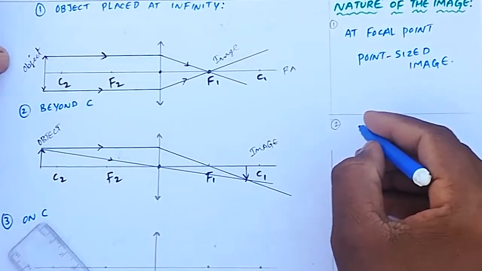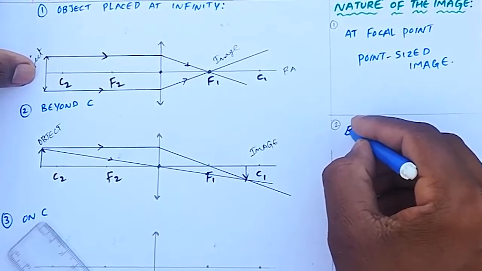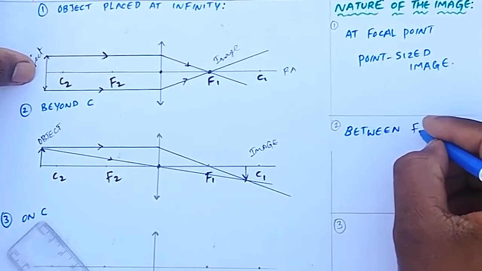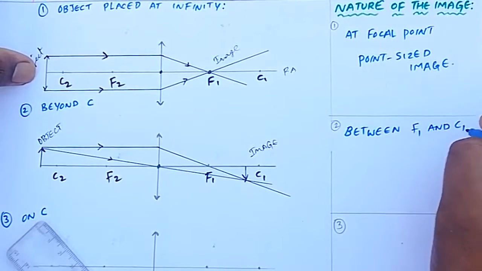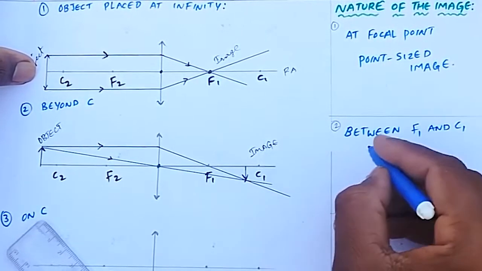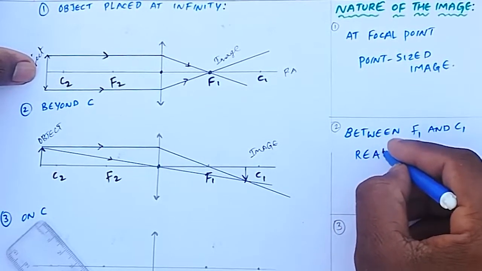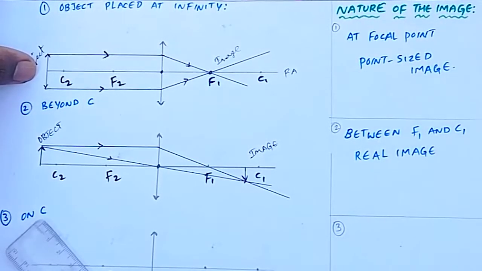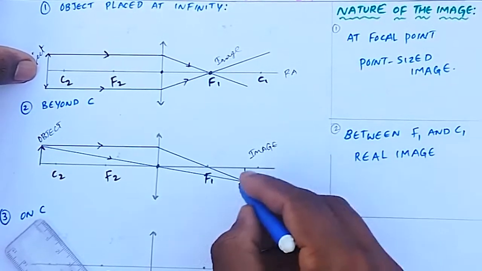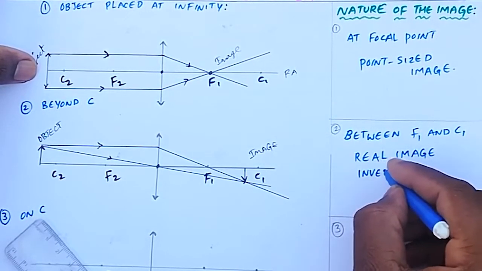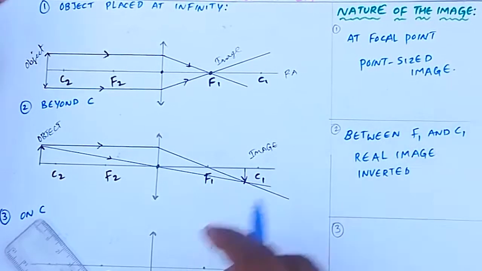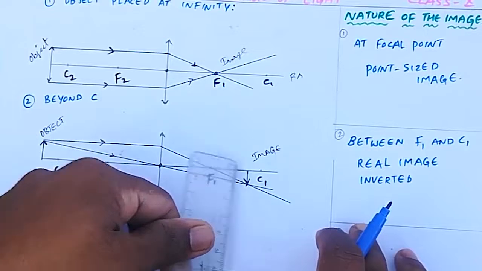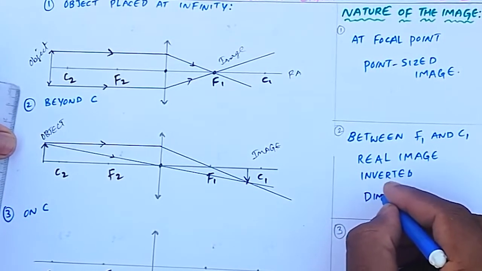So I'll write where the image is formed: between, as you can observe, F1 and C1. What is the type? This one is a real image. Why? Because it is appearing beyond the lens, so a real image. Then it is inverted, you can observe it is inverted. Looking at the size, the object is 1 centimeter, this is less than 1 centimeter, so the size is diminished.